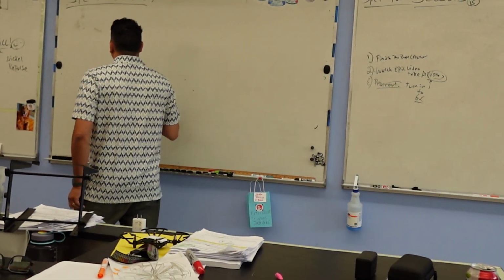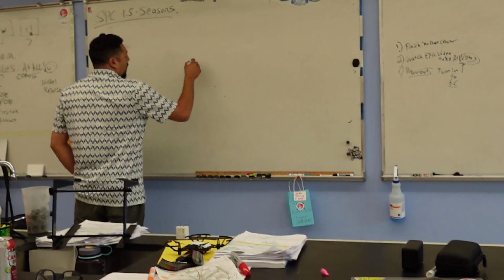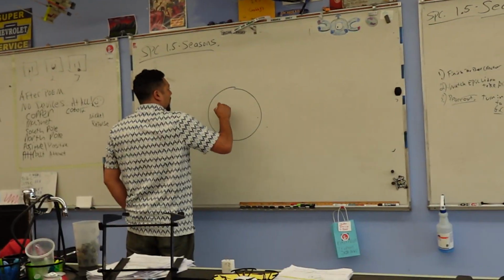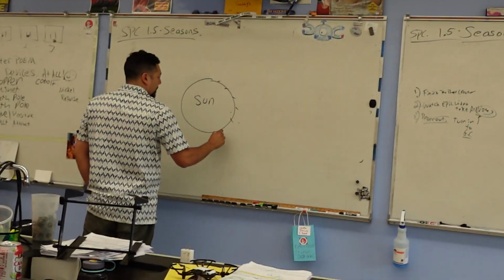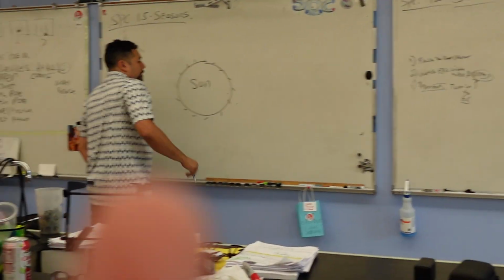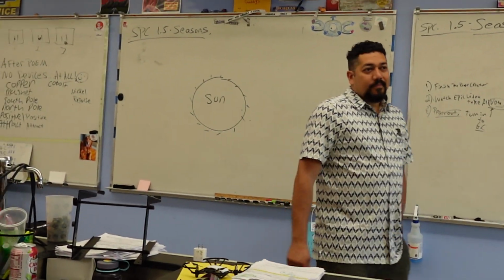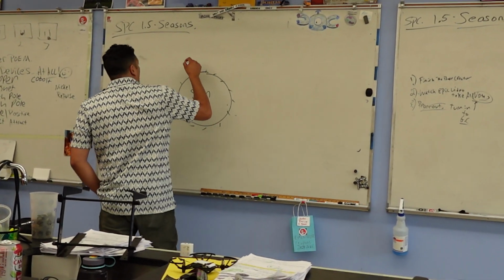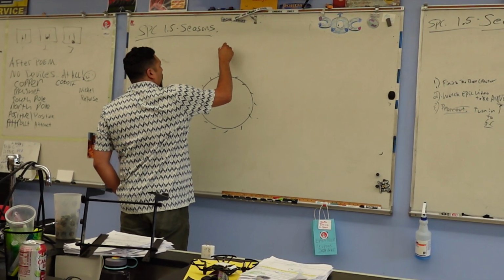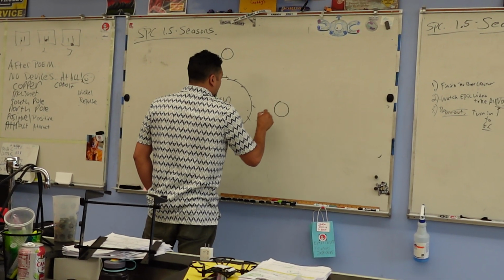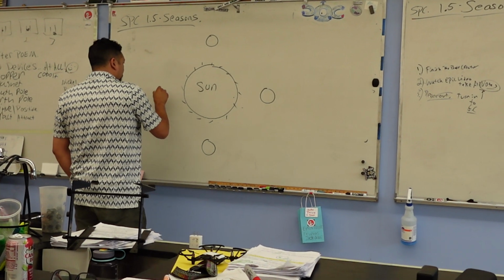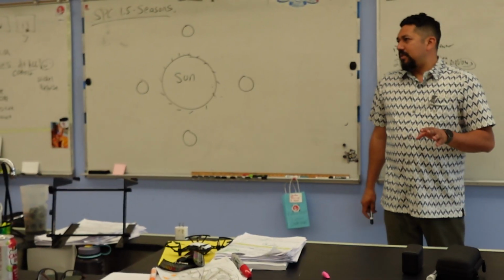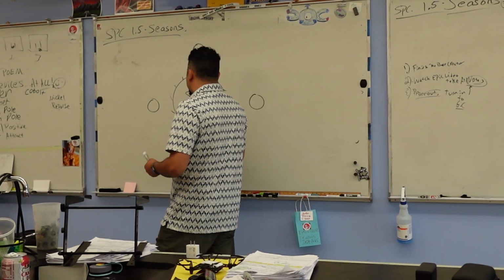All right, let's get started. Let's draw in the middle of the page a sun. Let's take the sun and let's draw the Earth orbiting the sun in 4 locations. Why do I choose 4 locations? 4 seasons.